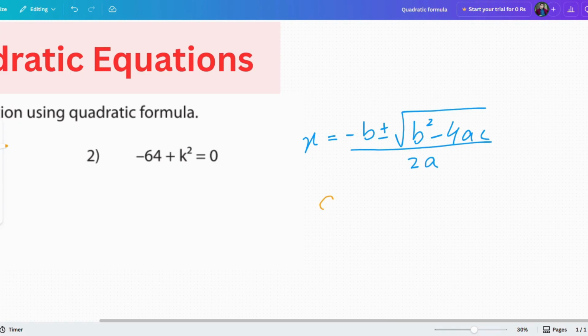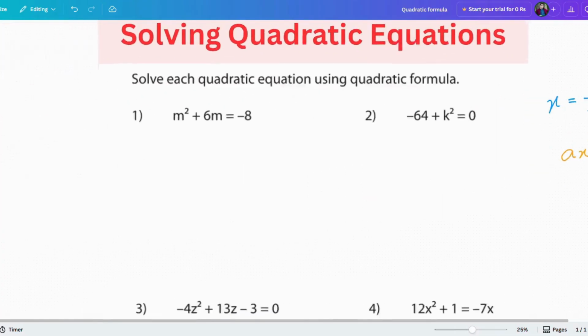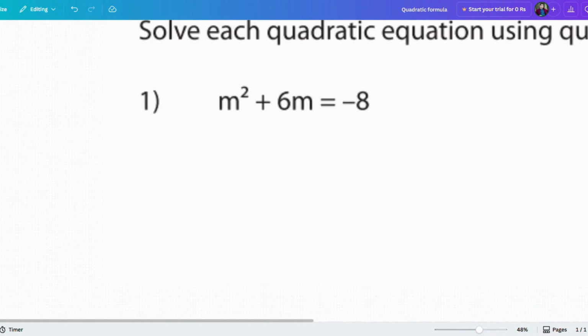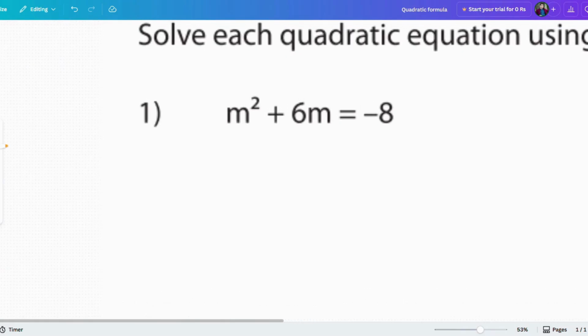The general or standard form of a quadratic equation is represented as ax square plus bx plus c equals 0. Those coefficients a, b, and also the constant c, are the values that we will be putting into the quadratic formula, okay? So let's move towards the very first question so we can understand how to solve it using the quadratic formula.